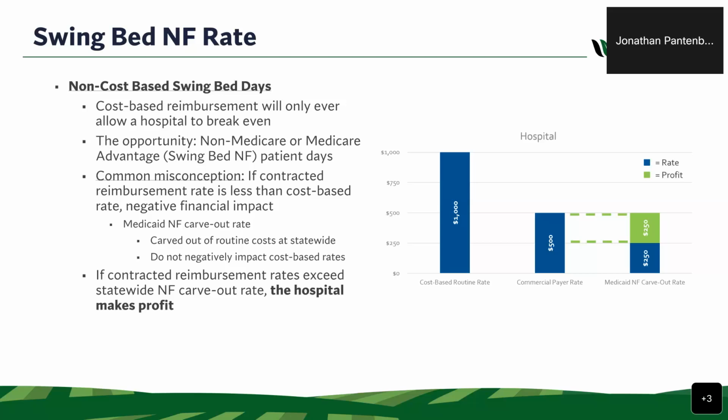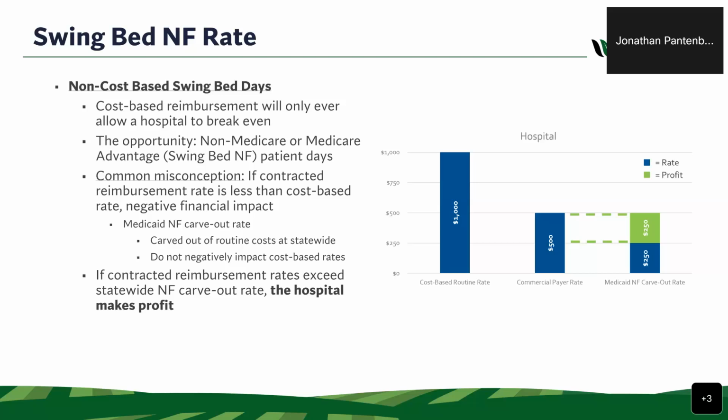And your routine rate is that daily rate that you receive from Medicare and Medicare Advantage. Now, what we want to do is leverage this rate as a strategic differentiator and a way to negotiate with commercial payers. And I'll tell you how it works. Let's say our routine rate is $1,000 per day.